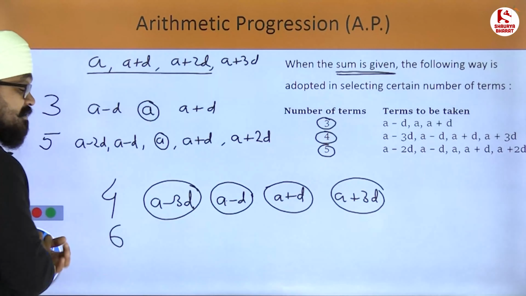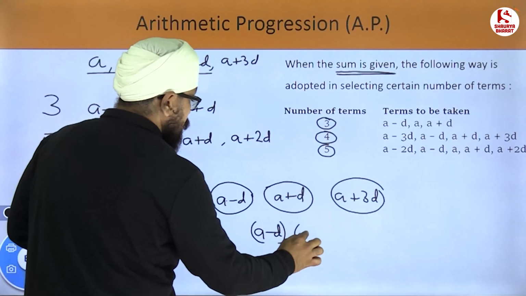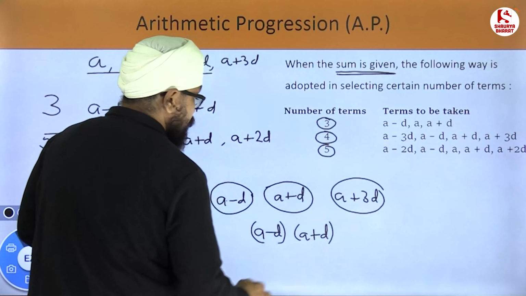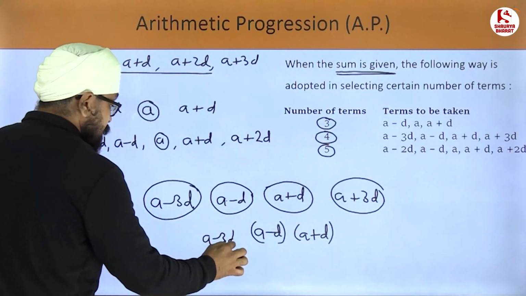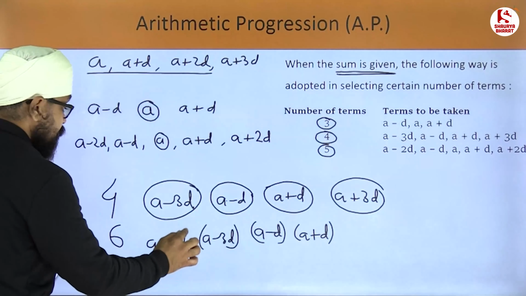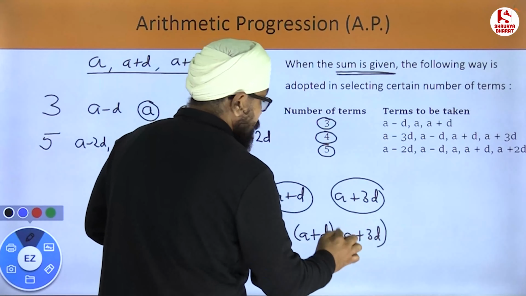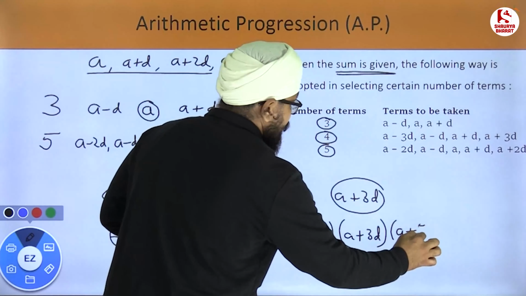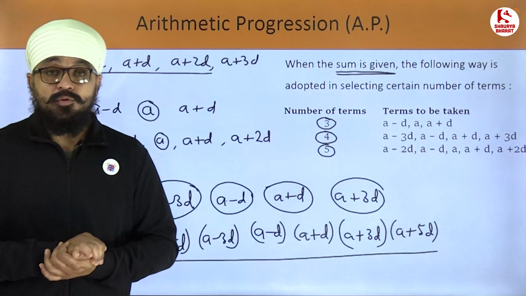If you want to get 6 numbers, what will you do? I am going to have a minus d and a plus d in the middle. I will take 2 steps backward, a minus 3d, and again 2 more steps backward, a minus 5d. On that side I will take a plus 3d and a plus 5d like that. So, this is the logic that we used to follow.